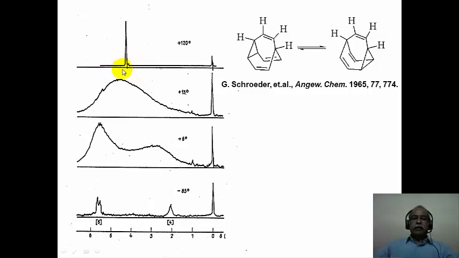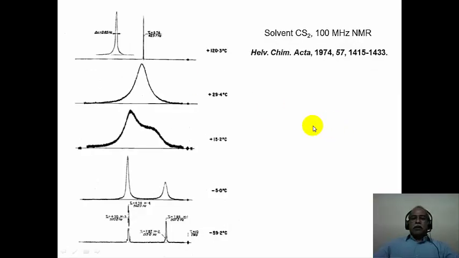And under these conditions, the molecule is undergoing a very rapid 3,3 sigmatropic rearrangement. This is a 100 MHz NMR spectrum. Essentially the same features are observed. At low temperature you see 2 sets of signals corresponding to the vinylic, the cyclopropyl and the methine hydrogens.